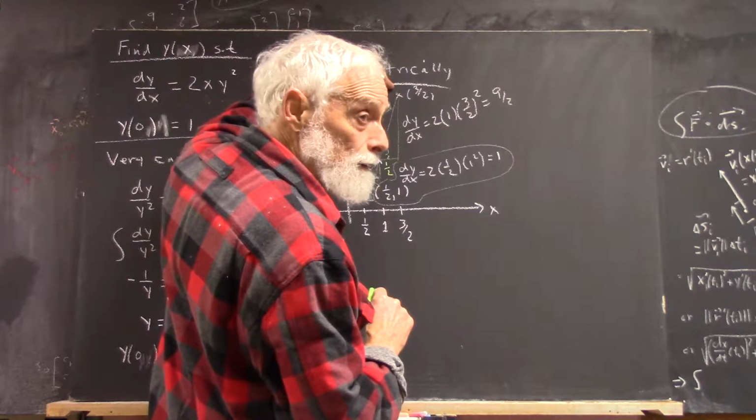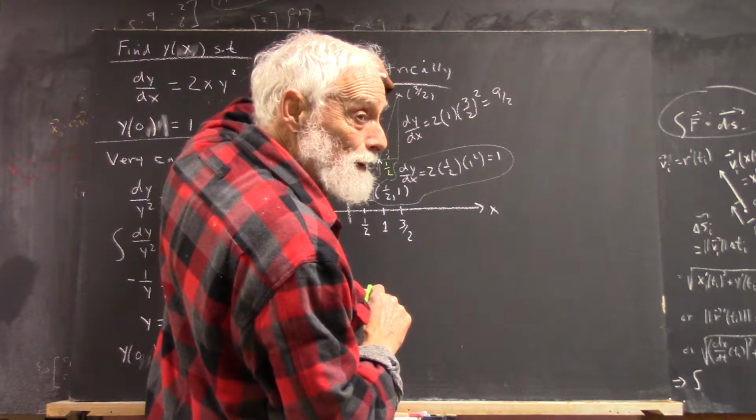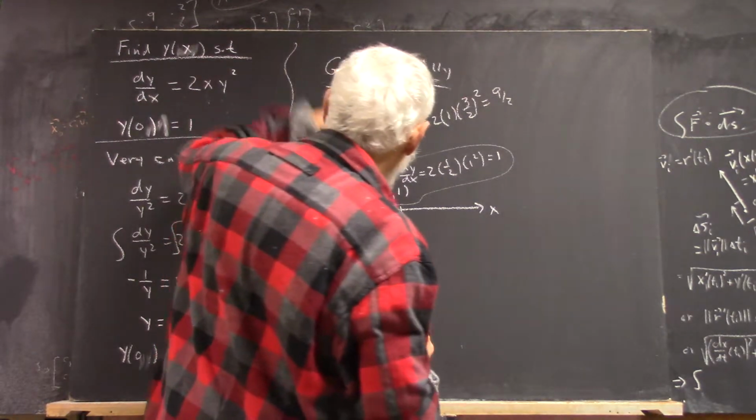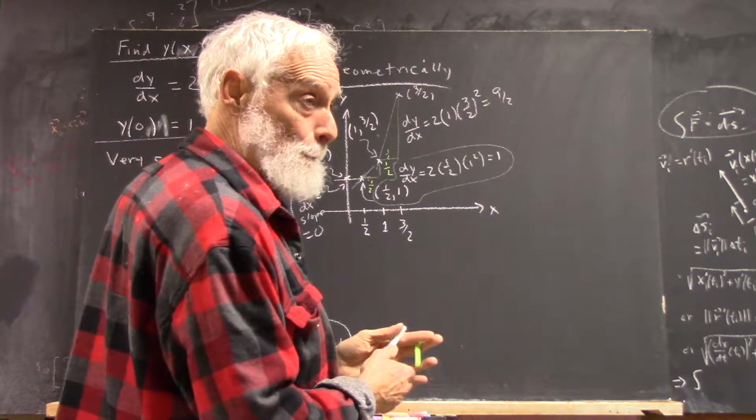I didn't say that. 1/2. Yeah, 1/2 of 9/4. Okay? Something like that. That's 2 1/4. But we add 9/4 to 3/2, right? We get 15/4, I think. Okay?